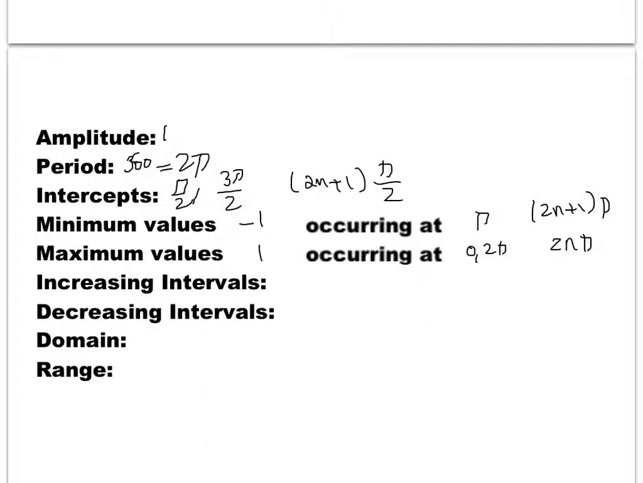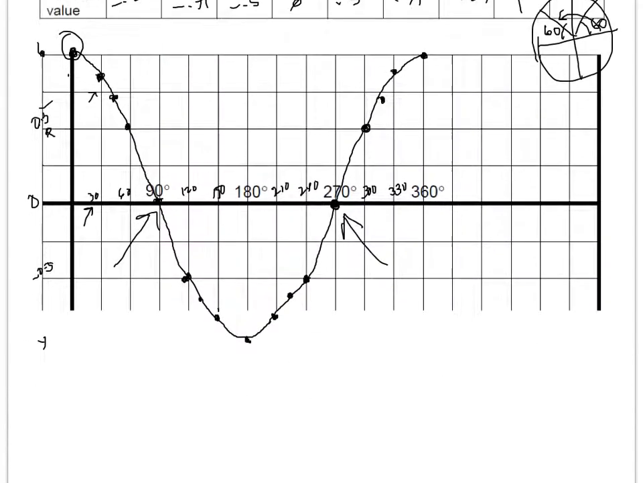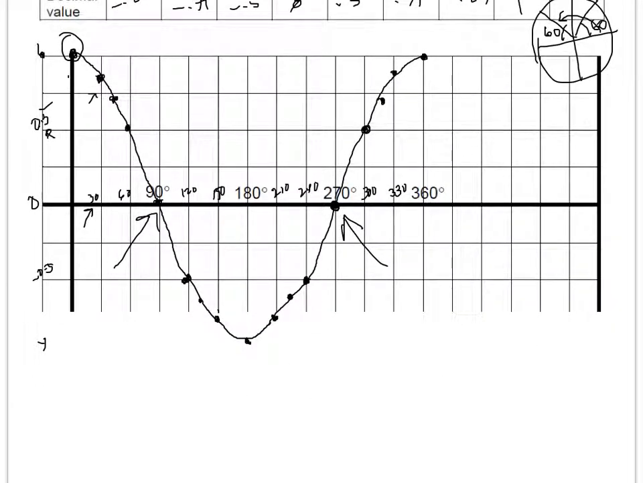Now let's go back to the graph and see the increasing intervals. So the graph is here. Can somebody tell me when the graph of y equals cos x is increasing? Shalak.